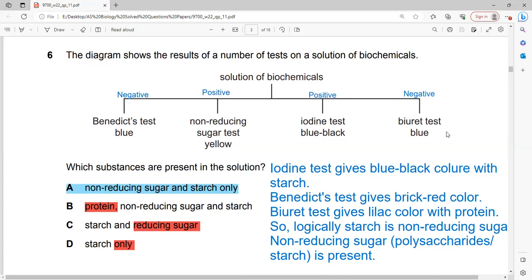Another test is the biuret test for protein. So blue color changes into lilac, but it remains the same. So it means the protein is absent. So here, our correct option is non-reducing sugar and starch only. Why? Because in B, the protein, and in C, the reducing sugar, and in D, the word only are wrong.